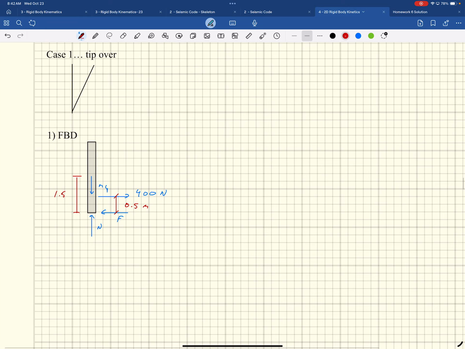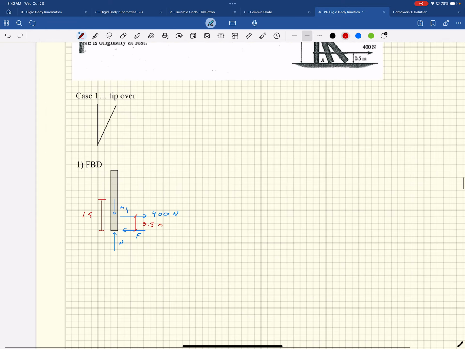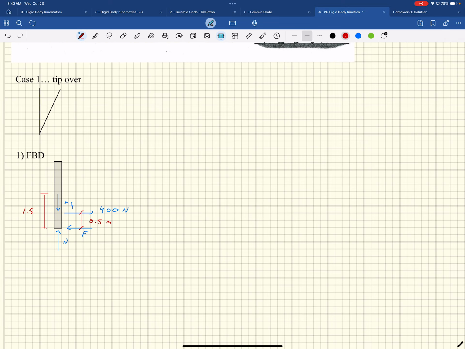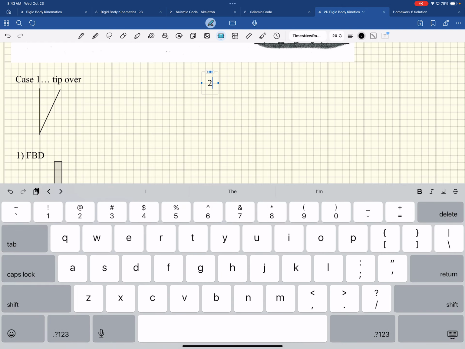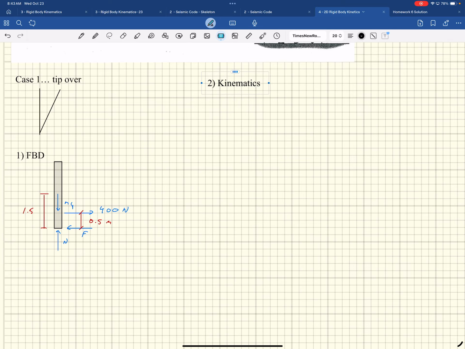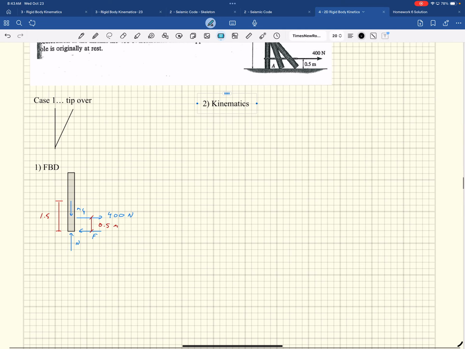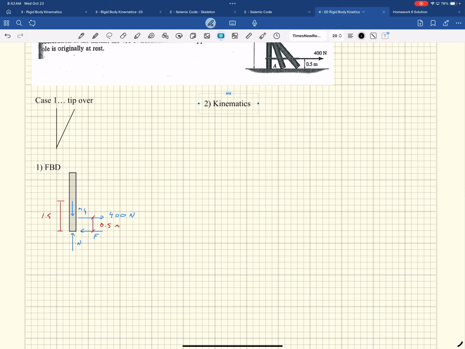There's my free body diagram. Okay, I'm going to jump over here. I'm going to do my kinematics over here. Okay, kinematics over here. Again, with these types of problems, I always think about just stepping to AG, right? So let's step to AG.